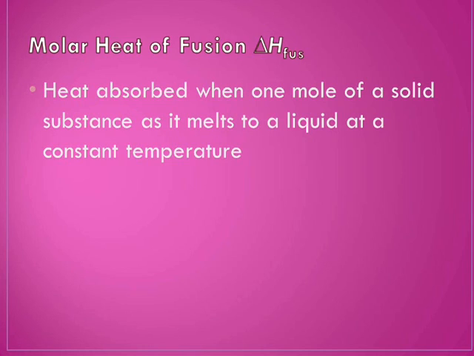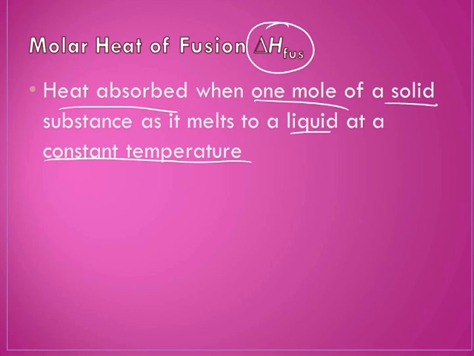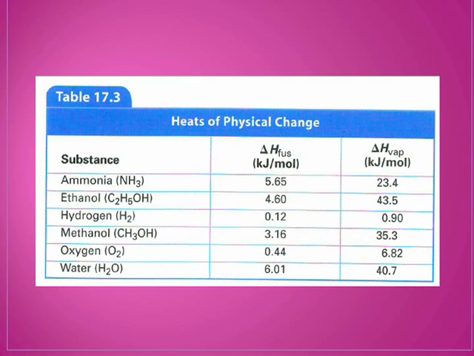Molar heat of fusion, delta H fus, is the heat absorbed when 1 mole of solid substance melts to a liquid at a constant temperature. So that temperature remains constant, but the heat is going to melt the 1 mole from a solid into a liquid. That is the heat of fusion. Here are some heats of fusion. We can see these are standards, so we can always use these for any sort of problem.